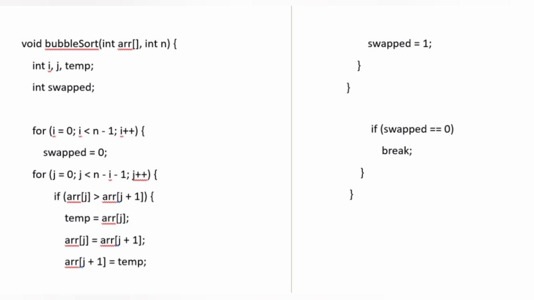The if condition compares two adjacent elements of the array. If array of j is greater than array of j plus 1, it means they are out of order and need to be swapped. We swap the two elements using a temporary variable. This swapping pushes the largest element to the right. Since we swapped elements, we set swapped equal to 1. The last if condition checks if swapped is equal to 0 after a full pass. It means the array is already sorted and we break out of the loop early.